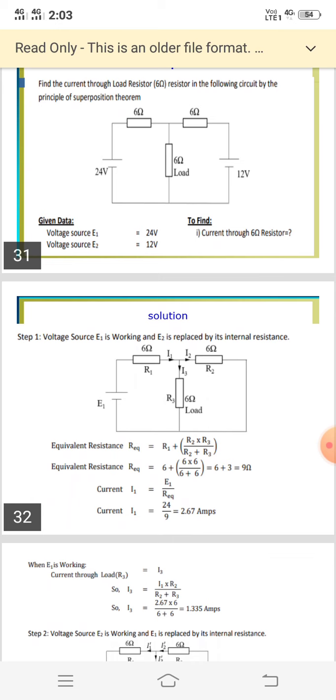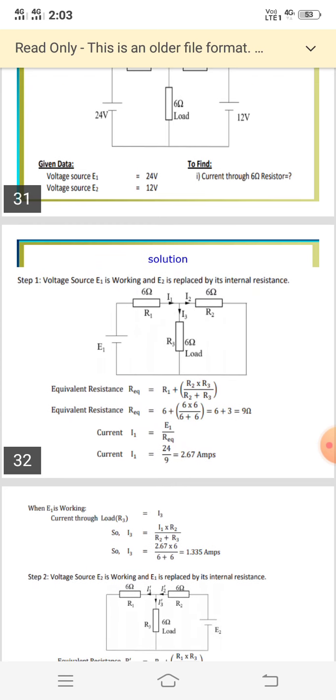Come, let's go with the solution. Here only two steps are there. First step, we replace any one voltage source across this network. I took the 12 volt source for replacing, so just remove the 12 volt voltage source. Instead of the 12 volt, we replace it with a short circuit line across that. Now we have to short that network.